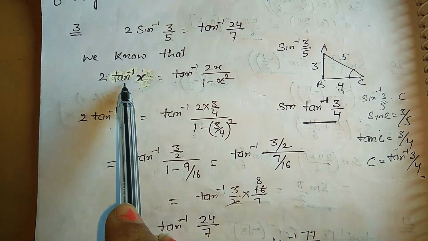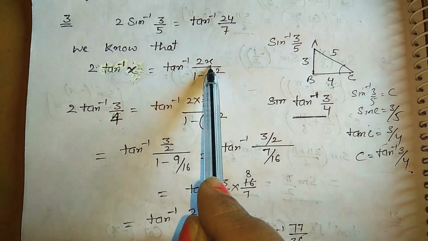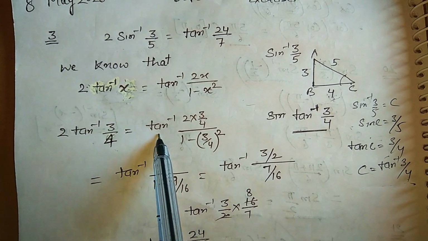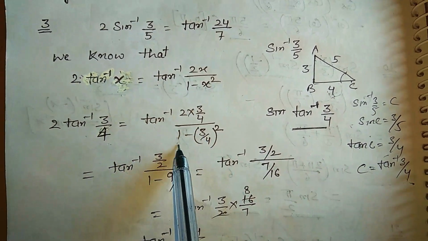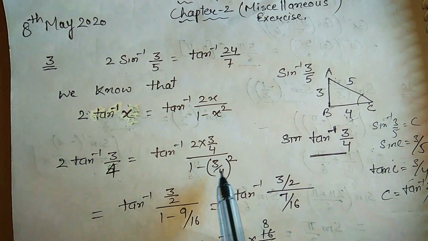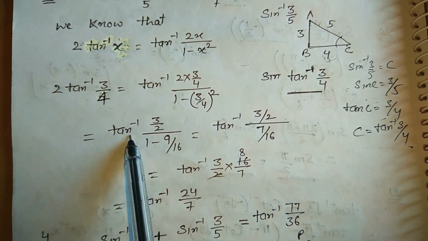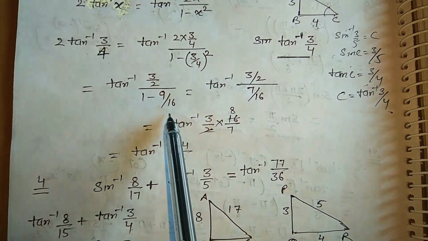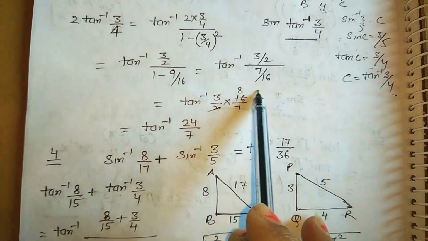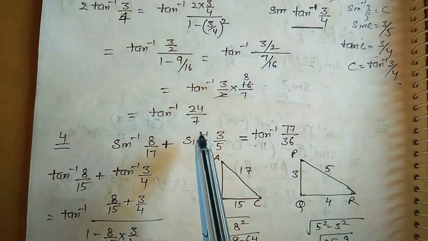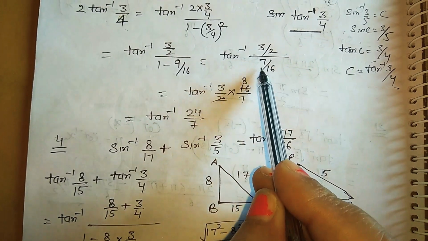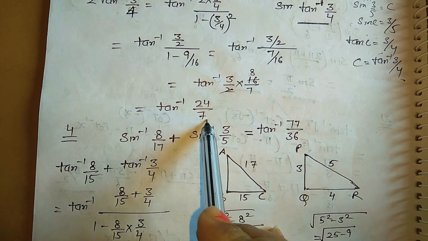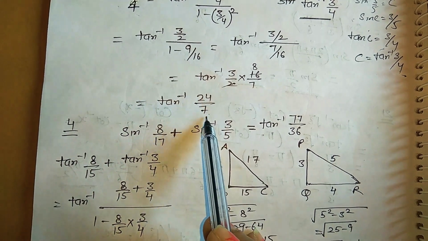So we know the formula: 2 tangent inverse x is equal to tangent inverse 2x upon 1 minus x square. So 2 tangent inverse 3 by 4 we can write as tangent inverse of 2 into 3 by 4 upon 1 minus (3 by 4) whole square. So it is tangent inverse, 2 fours are 8... numerator 3 by 2, and denominator will be 1 minus 9 by 16. After LCM we will get 7 upon 16. So tangent inverse 3 by 2 into 16 upon 7, 16 will multiply and 7 will divide. So it will be 24 by 7. So tangent inverse 24 by 7.